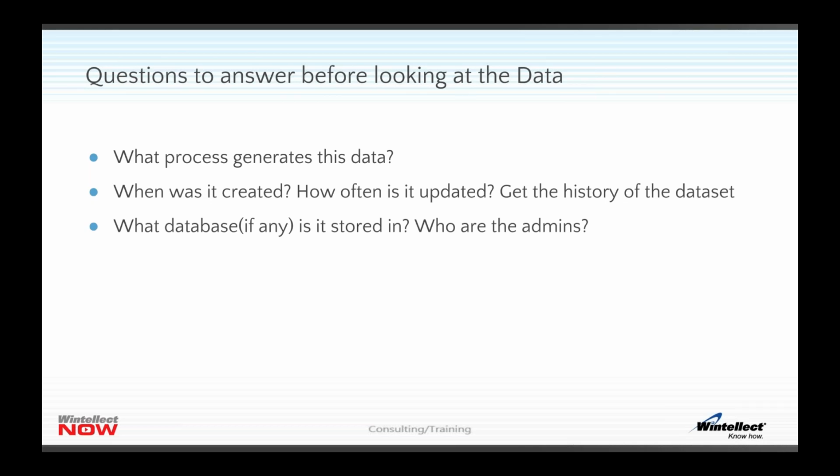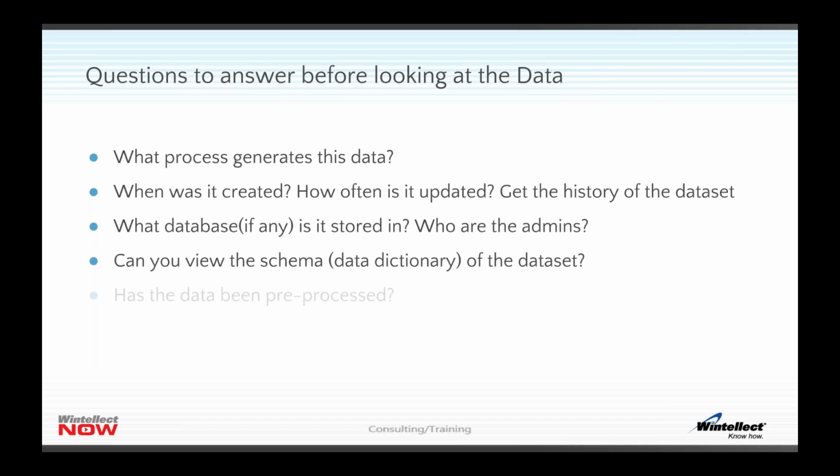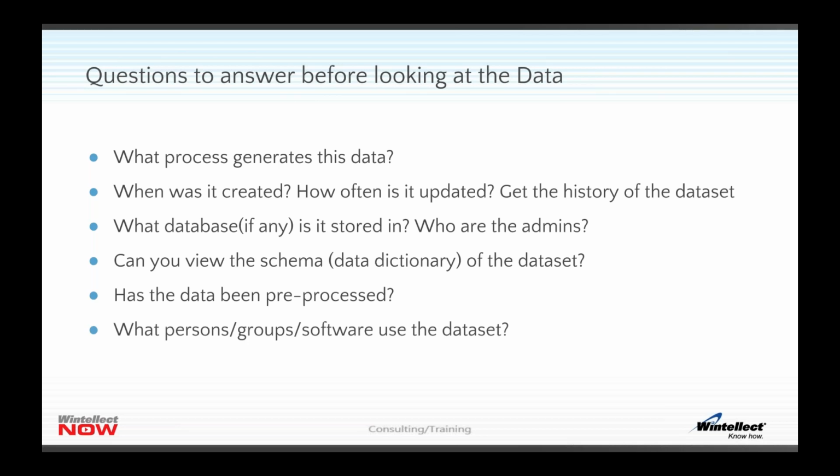Where is the data stored? Is there a schema if it's a relational database? Is there a data dictionary? These are all basic things. Has the data been pre-processed? So what is the process that data goes through before it reaches your hands? Is it the raw data? What is the pre-processing? Who uses the data currently, right?